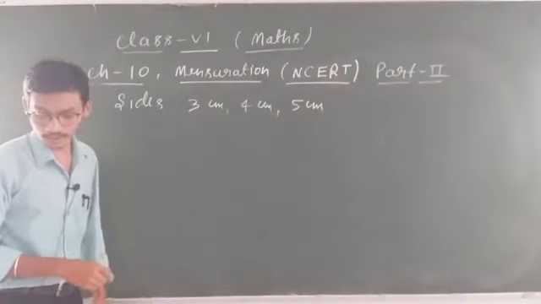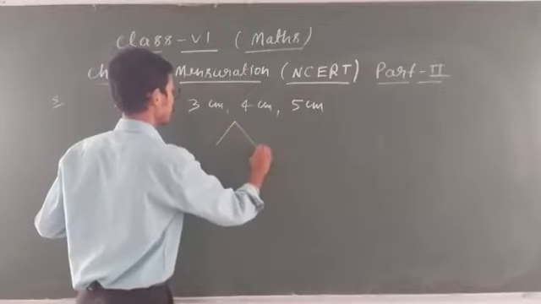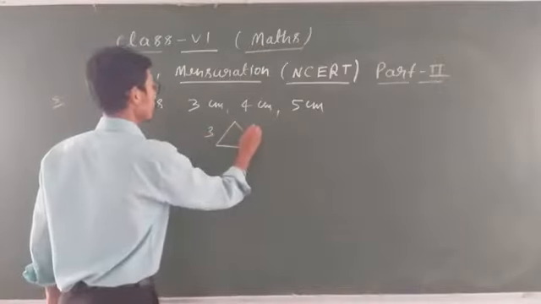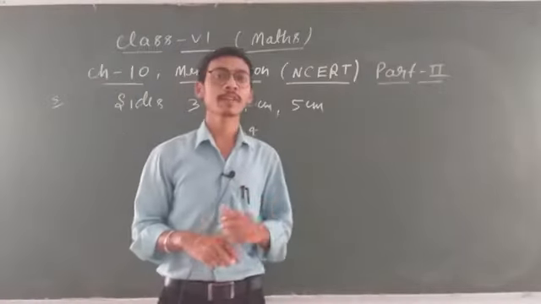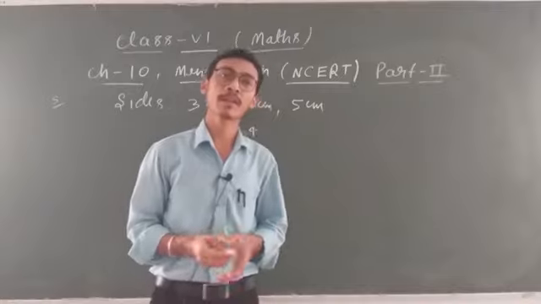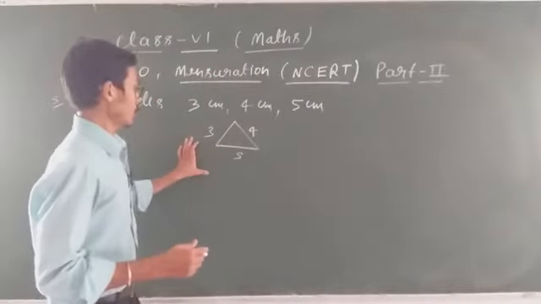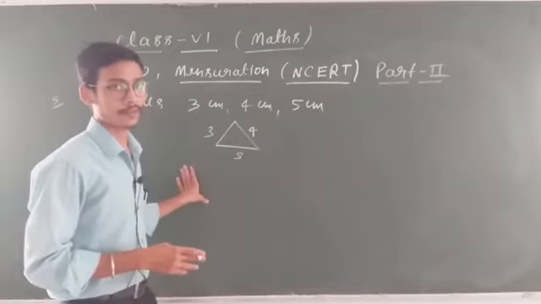This is given. Next one. So now you know, student, let us say this is a triangle. This is given 3, this is given 4, this is given 5. Clear? Now what do you have to do? You have to find the perimeter of the triangle. So what is the actual meaning of perimeter of the triangle, student? Perimeter of a triangle means you have to find the sum of all sides of a closed figure.